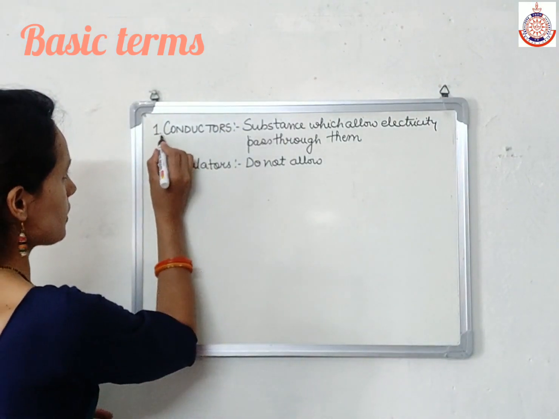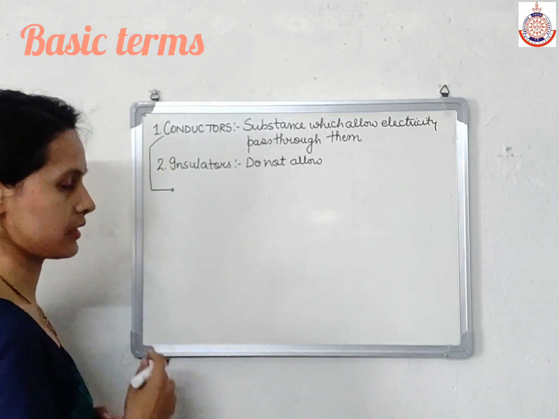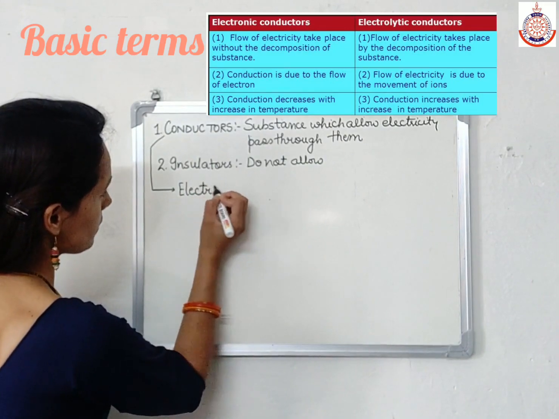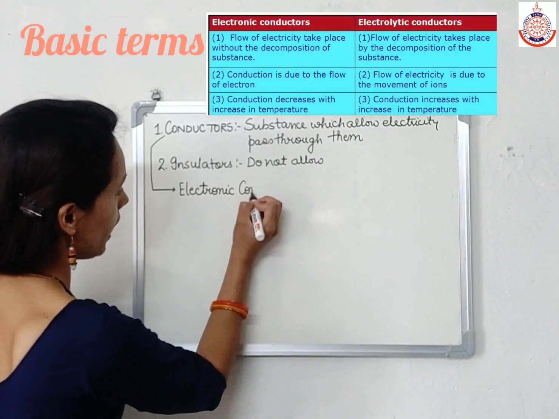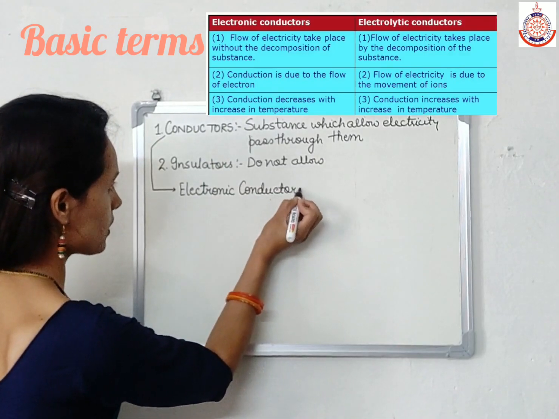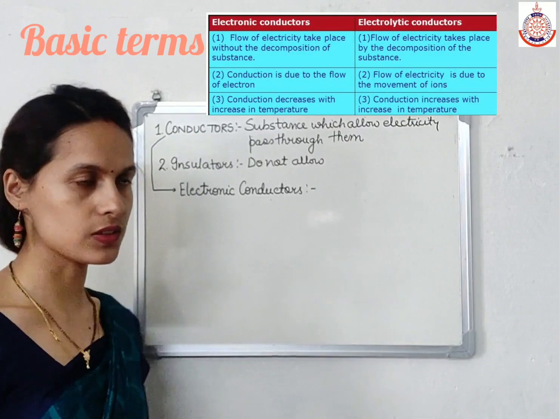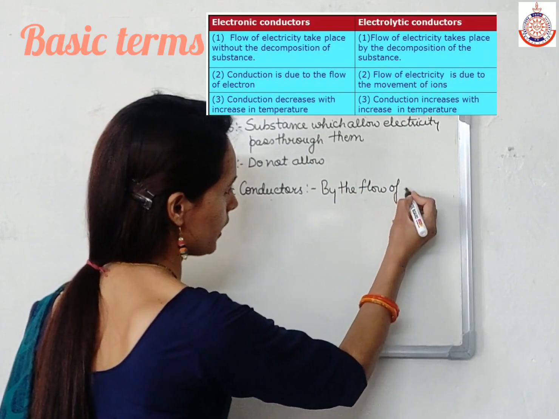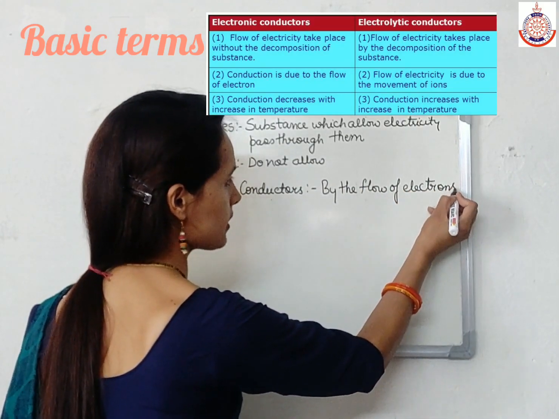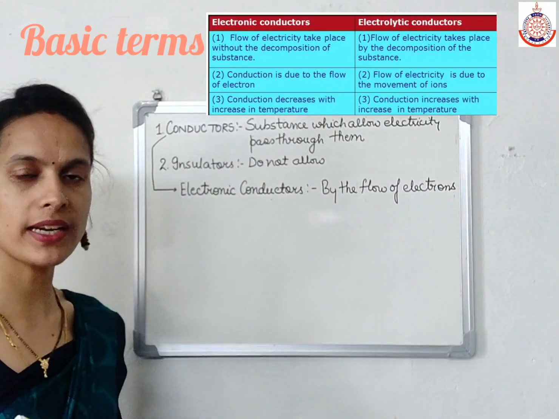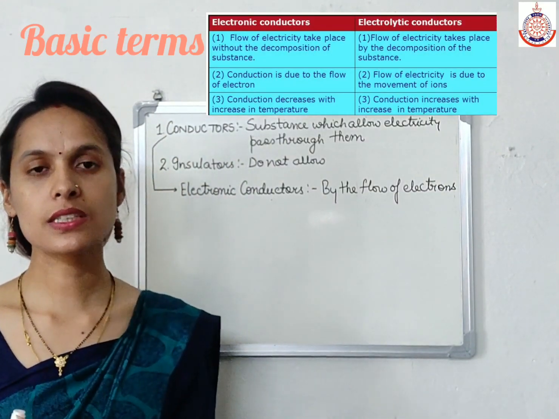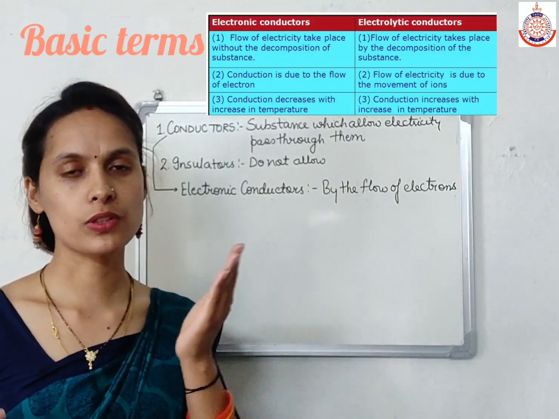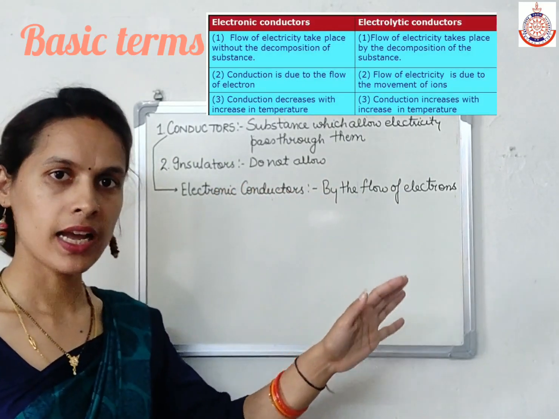Now if we talk about conductors, we have two different types of conductors. First one, electronic conductors. Now, what are electronic conductors? Electronic conductors are those conductors in which there is a passage of electricity by the flow of electrons. They allow electricity to pass through them, but the electricity passes by the flow of electrons. So the flow of electrons is responsible for the passage of electricity in electronic conductors.